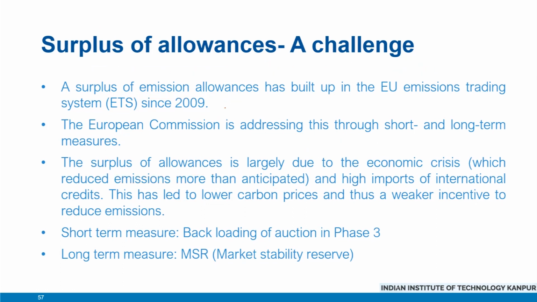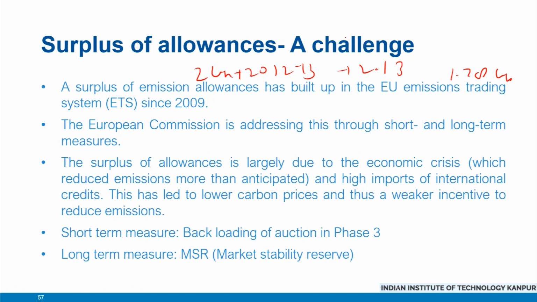Let's fill in some numbers here. So this surplus amounted to 2 billion allowances at the start of phase 3 and increased further to more than 2.1 billion in 2013. So 2 billion by the start of phase 3 around 2012-13, increasing to 2.1 billion allowances in surplus by 2013, and in 2015 it was further reduced to 1.78 billion.